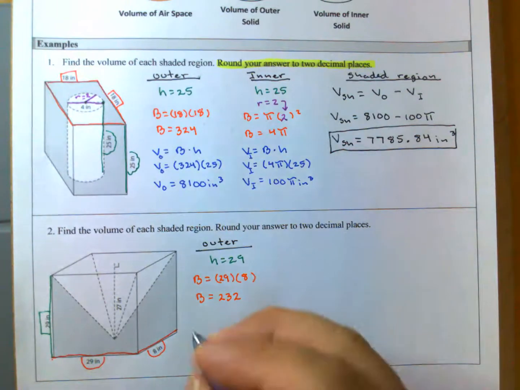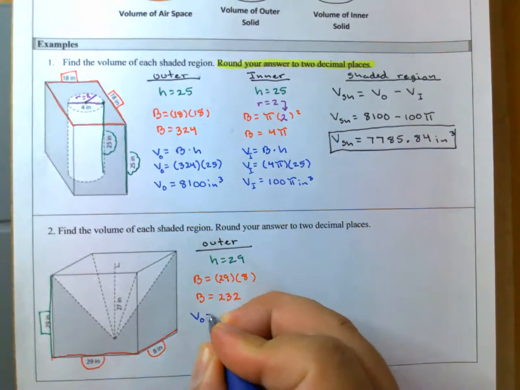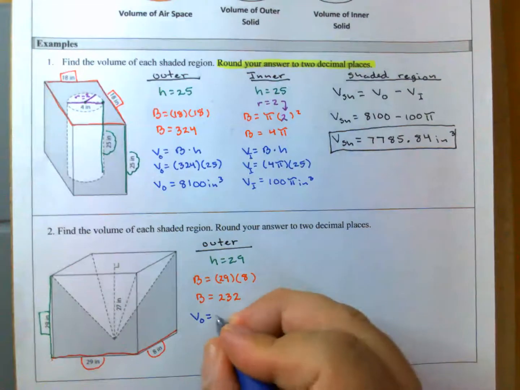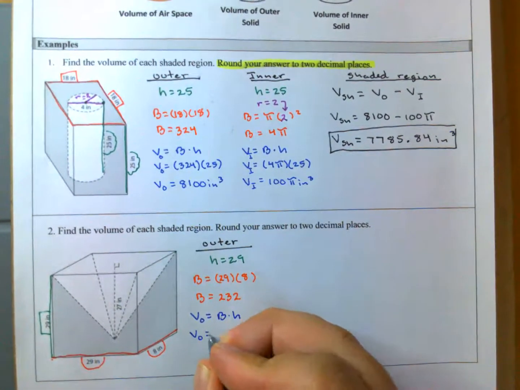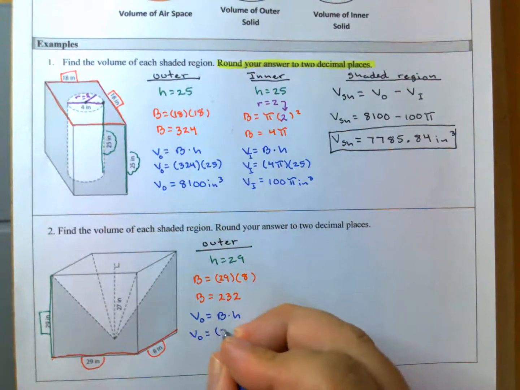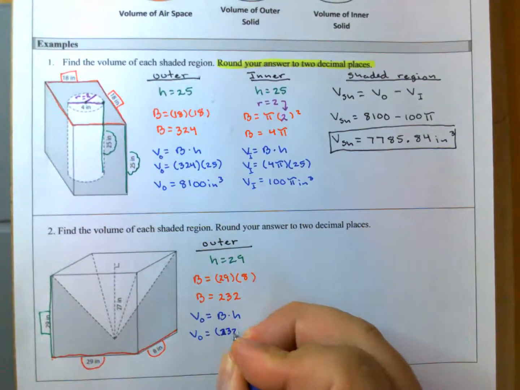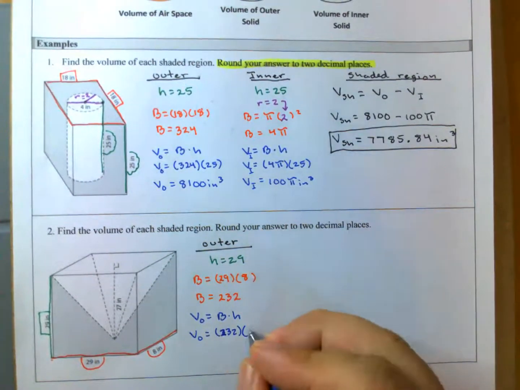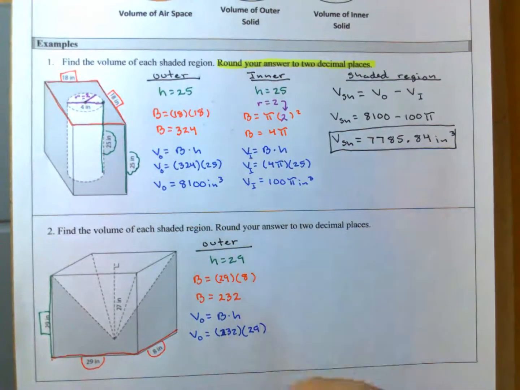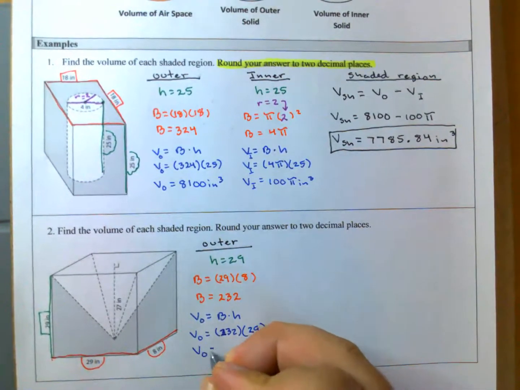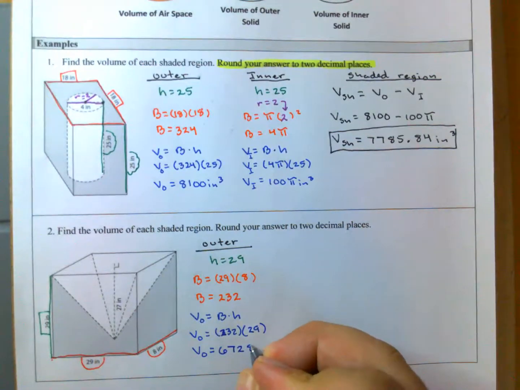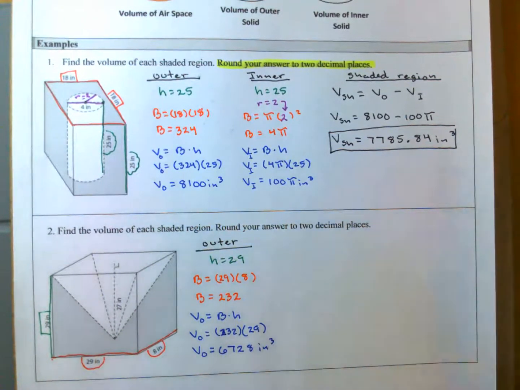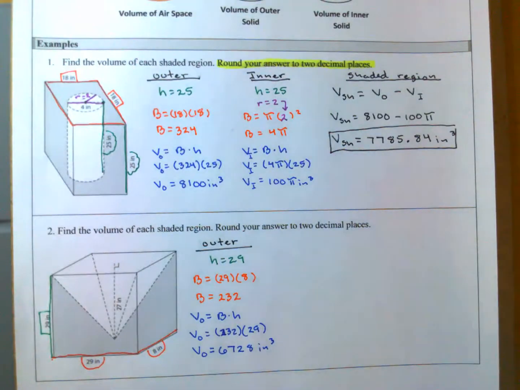According to the word wall, the volume of this outer solid, all I have to do is multiply capital B times H. So the outer volume is going to be 232 times the 29 that we had earlier for the height. And just like that, I'm ready. The outer volume is 6,728 inches to the power of 3. All right, so I have my outer volume.